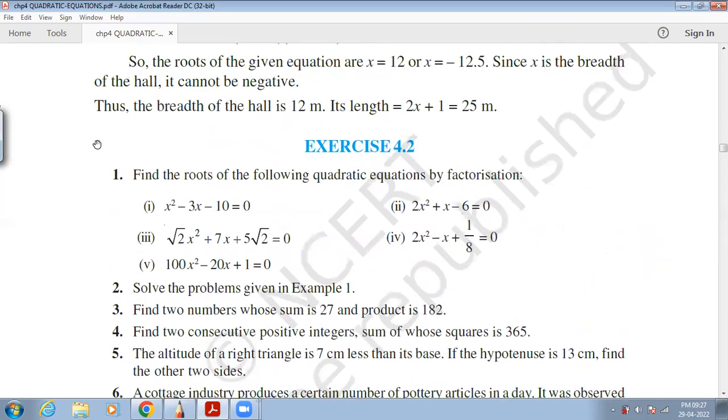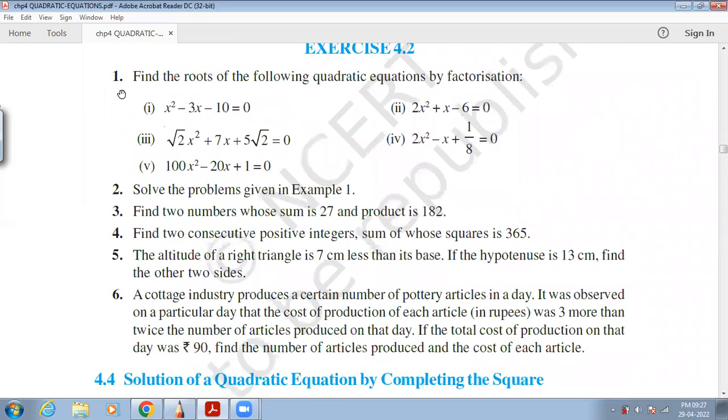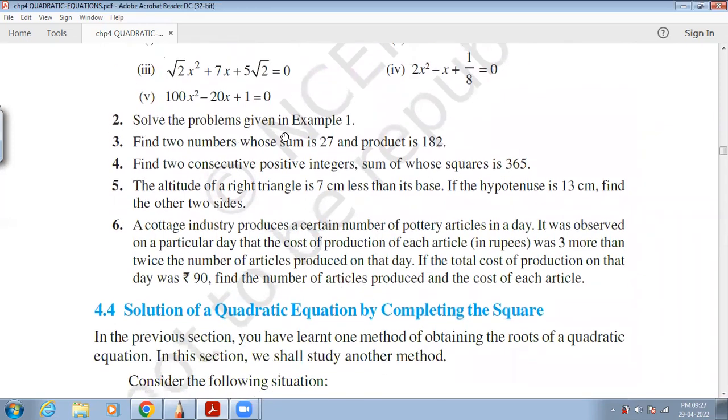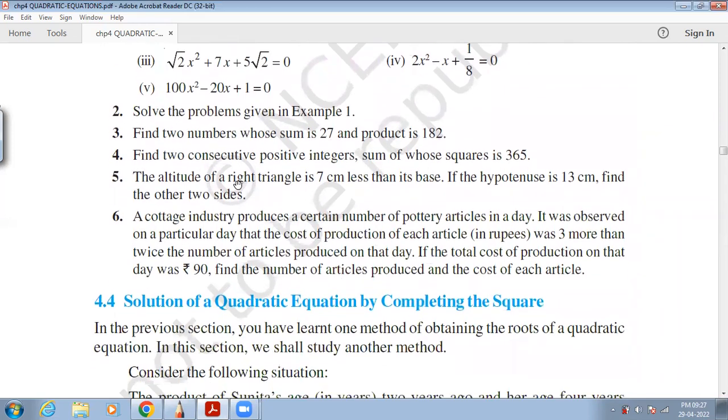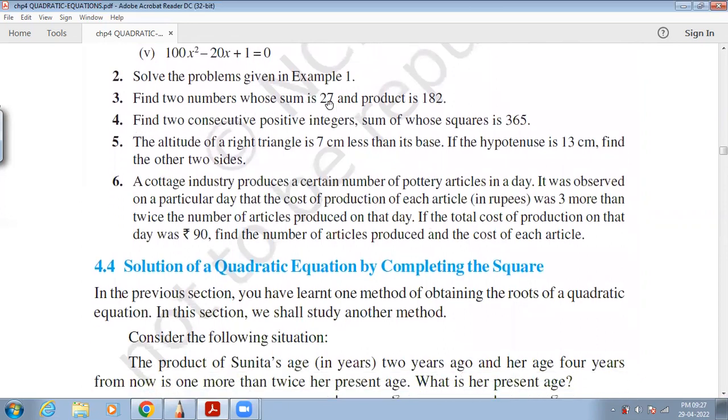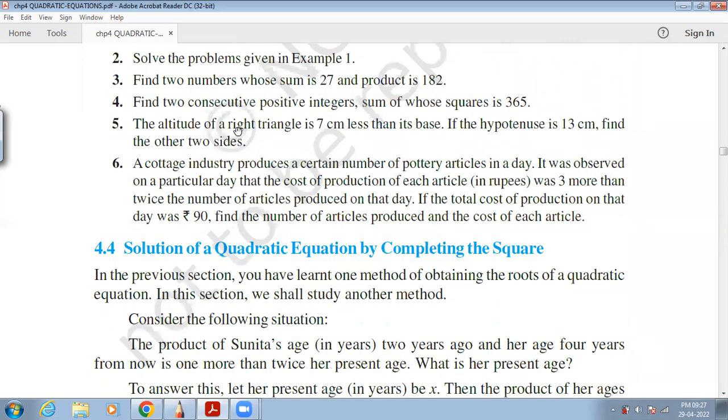Now, important question, let me mark from exercise 4.2. You shouldn't leave any question before entering the exam hall. So find two numbers whose sum is 27, product is 182. These are simple sums. Find two consecutive positive integers, sum of whose squares is 365. Again, altitude of a right triangle is 7 centimeter less than its base. If the hypotenuse is 13 centimeter, find the other two sides. You completely can do all these sums.